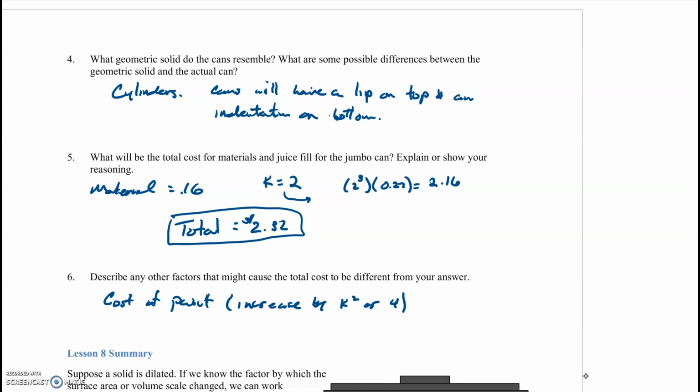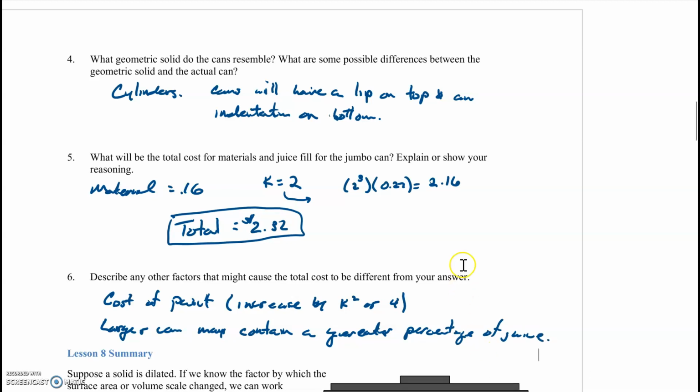Another thing is the larger can may contain a greater percentage of juice. So a couple things that might change our total cost for the juice.